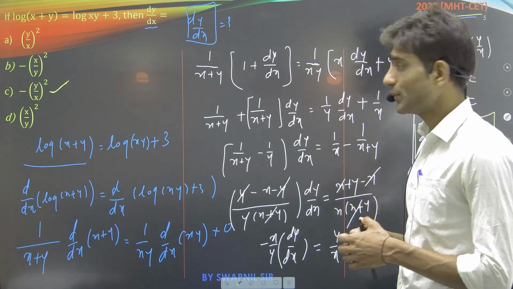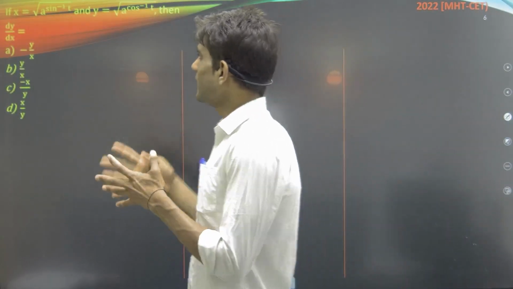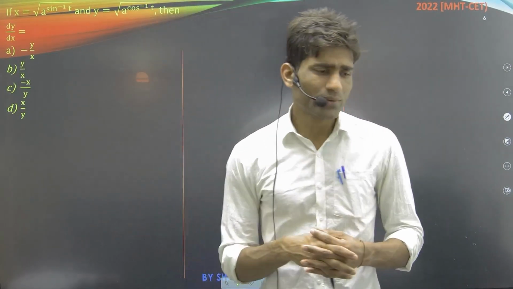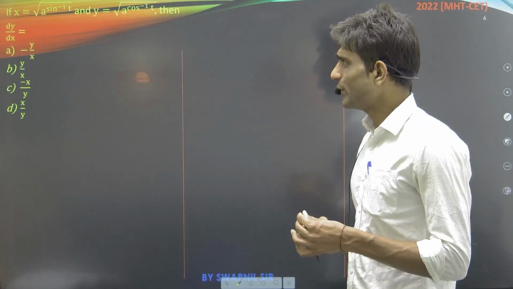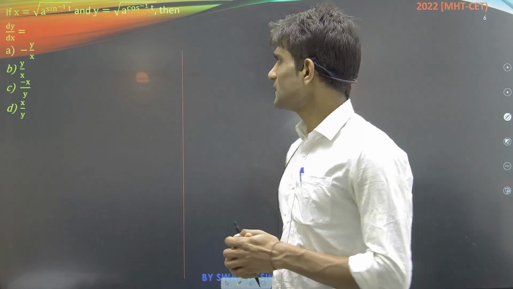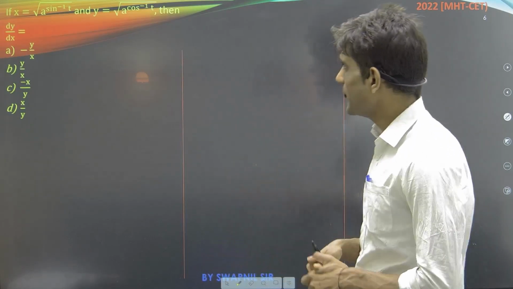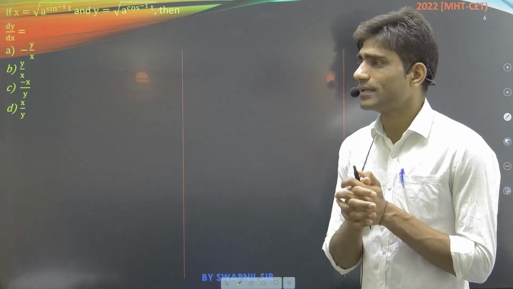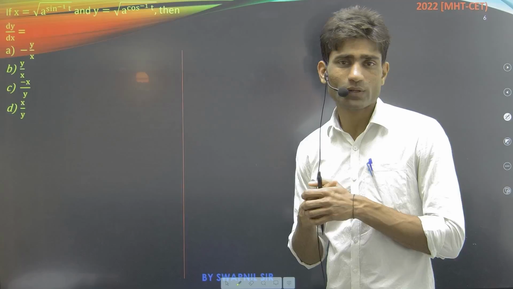Okay, so let's move to the next question. In our next example we are given two different functions. Function x, which is equal to square root of a to the power sine inverse of t, and a second function y, which is equal to square root of a to the power cos inverse of t, and then we want dy by dx. That means we want the differentiation of the first function with respect to the other function.